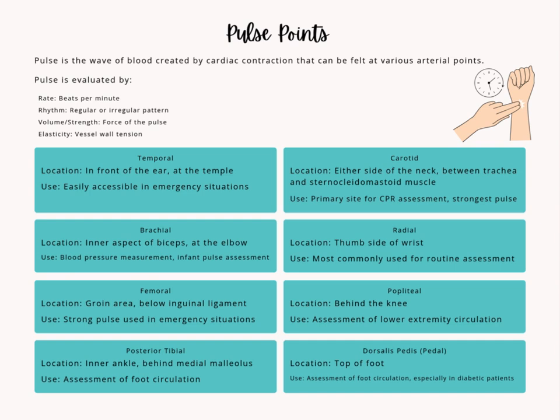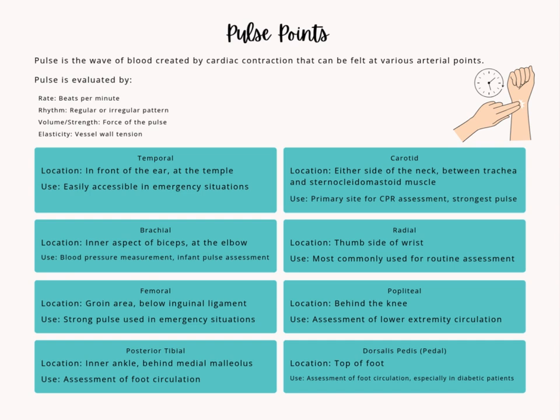Brachial is in the inner aspect of the elbow. In the inner aspect of the biceps at the elbow. It is what we use for blood pressure measurement, and also what we do for an infant for CPR. Radial runs along your radius bone on the thumb side of your arm, and it's right there in the wrist. That is what we use most routinely for just a routine pulse assessment.